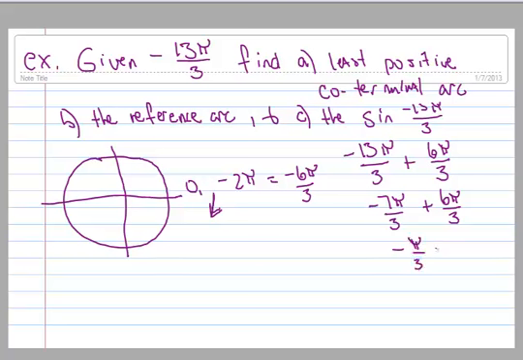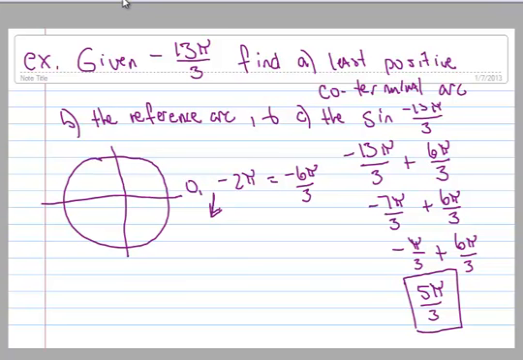And yep, it's still negative, so you have to add another 2 pi to it. When you do that, you end up with 5 pi over 3. So 5 pi over 3 is our least positive coterminal arc.